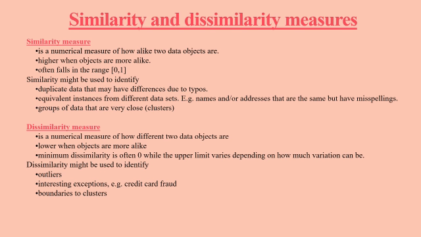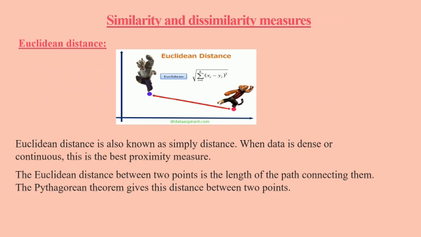Dissimilarity might be used to identify outliers, interesting exceptions, that is credit card fraud, and for boundaries to clusters. So some of the similarity and dissimilarity measures are: the first one is Euclidean distance.